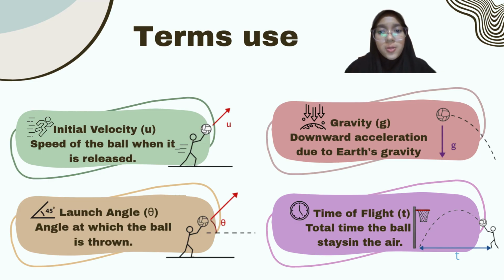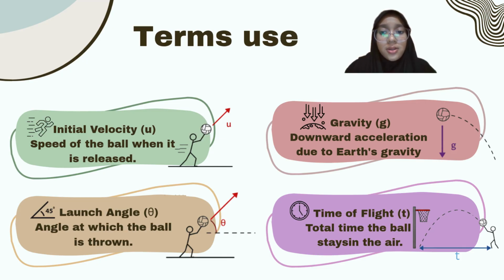There are four important terms that we need to understand before solving any projectile motion problem. The first term is initial velocity, represented by u, which refers to the speed of the ball at the moment it is released. The second term is launch angle, represented by theta. This is the angle at which the ball is thrown.